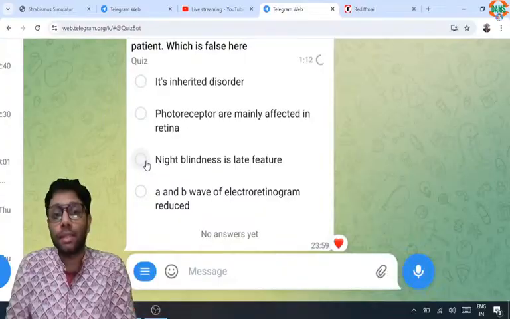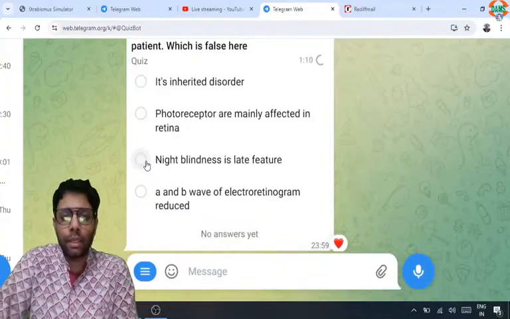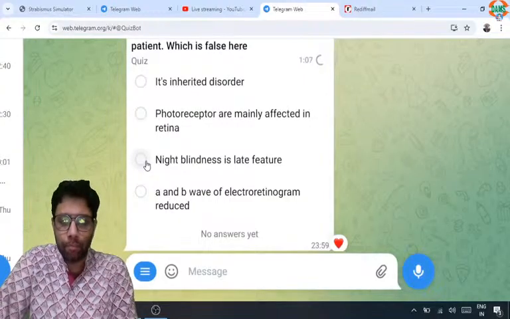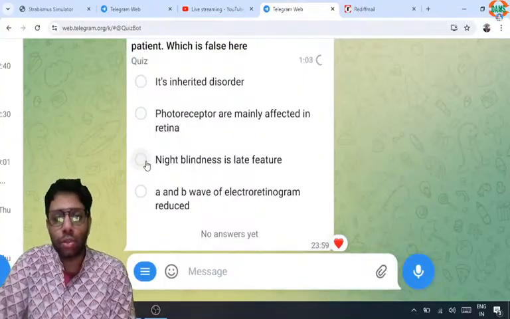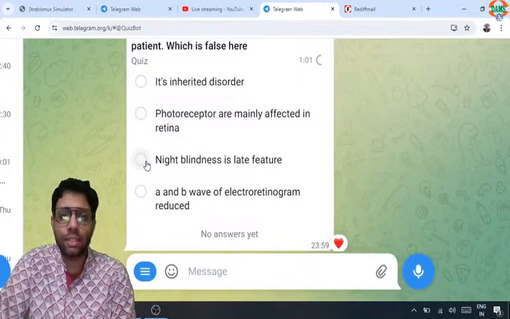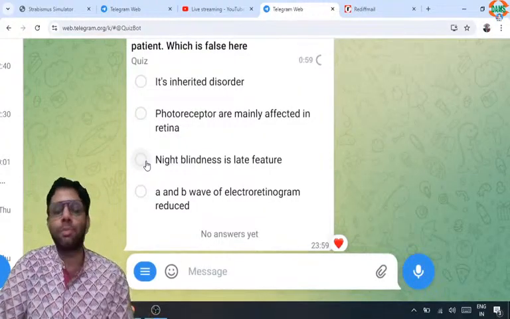Two things are decreased in retinitis pigmentosa: vitamin A and docosahexaenoic acid. Delayed dark adaptation also is a feature. Photostress test recovery time is increased in retinitis pigmentosa.